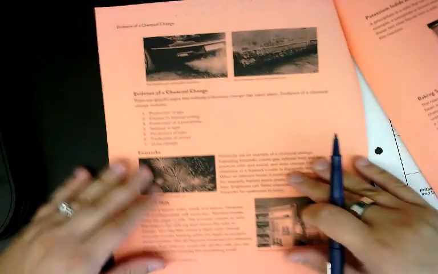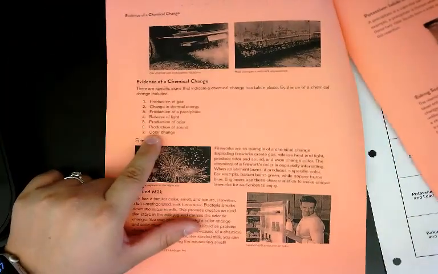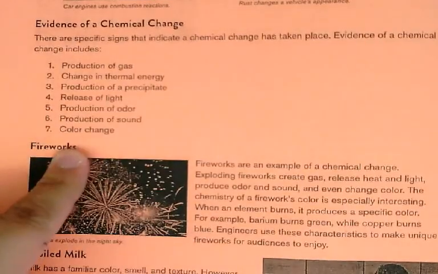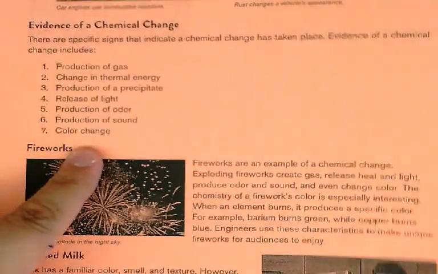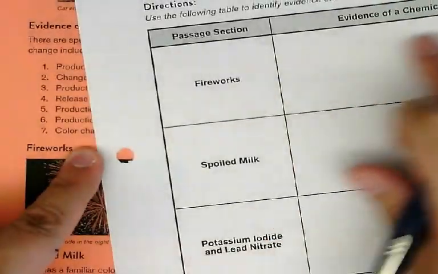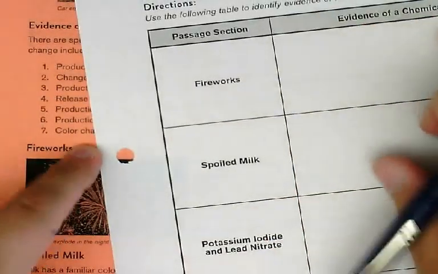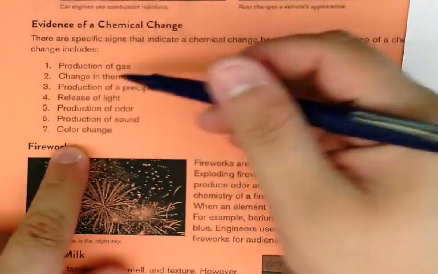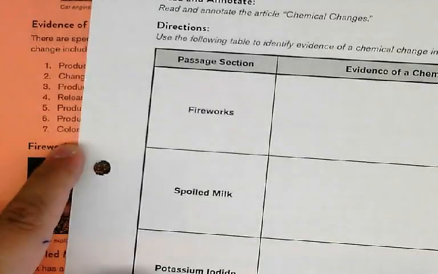As you go, I want you to take note of this piece right here. This is your evidence, all of this. These are the things that you're going to be writing in these boxes. Evidence of a chemical change, evidence of a chemical change. Notice it matches? Those are your choices to write in these boxes as you talk.